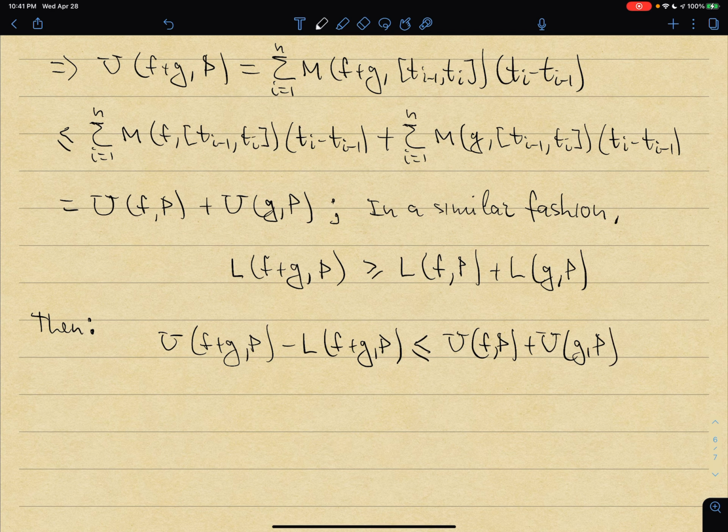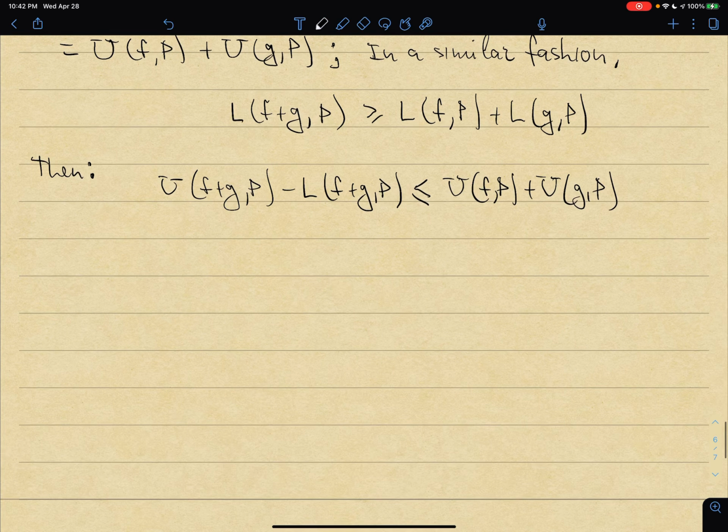At the same time, L is going to decrease, right? So L of f plus g is greater or equal than L of f plus L of g. But if I multiply both sides of this by minus 1, then the sign of inequality will change. So minus L of f plus g, P is going to be less or equal than minus L of fP minus L of gP. So I can put minus L of fP minus L of gP on the right hand side here.